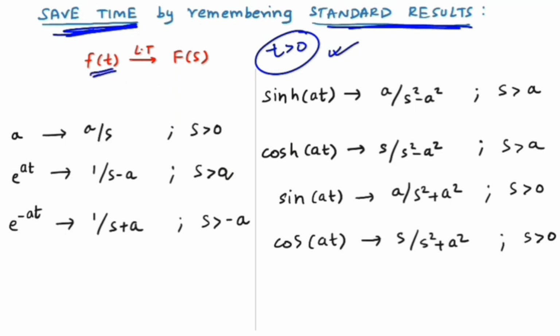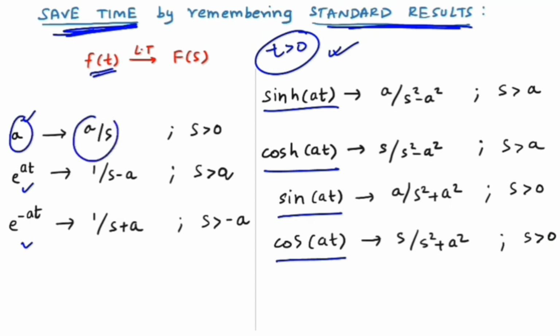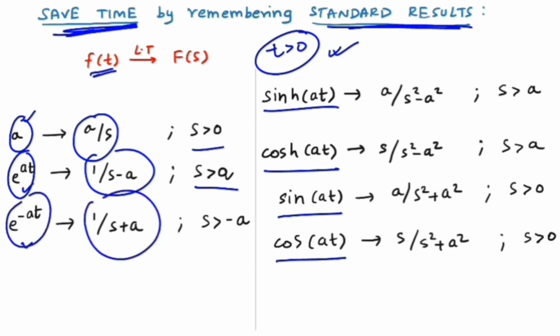So f of t is sometimes a, it can be e raised to at or e raised to minus at, sine hyperbolic, cos hyperbolic, sine of at or cos of at. For all of that, I have a standard result. So let's go one by one. If my function is a, then the answer is a over s, where s is greater than 0. If it is e raised to plus at, in the previous slide we saw the answer, it was 1 over s minus a, where s is greater than a. If e raised to minus at is my function, the answer would be 1 upon s plus a, where s is greater than minus a.